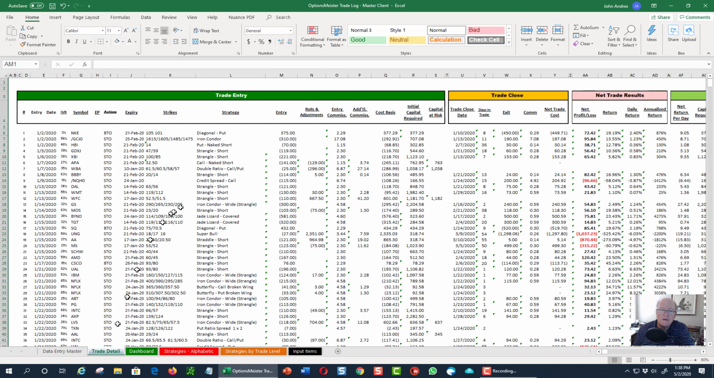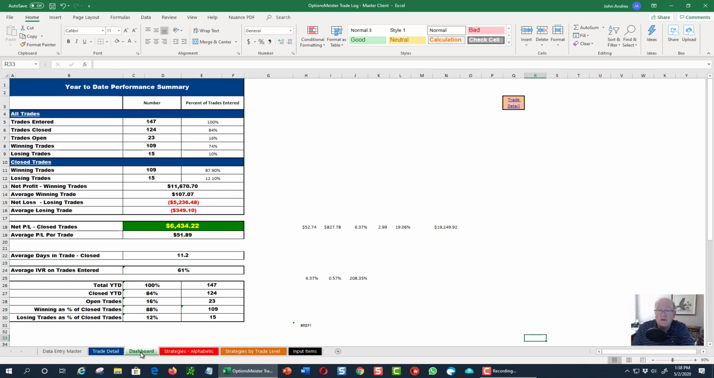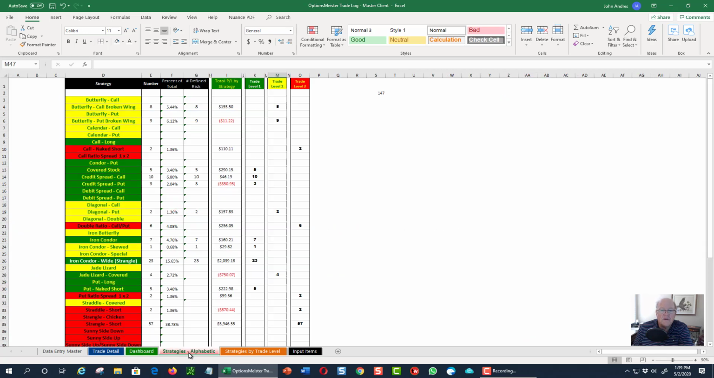Of course, the trade detail tab is all the trade detail. Then I've got what I call a dashboard, for lack of a better word, which is just a summary of all the trades that you've entered to date. We're doing this recording on May 2nd of 2020, and we've put in 147 trades and closed 124, et cetera. That gives you a snapshot, as long as your trade log is up to date, of exactly what's happened.